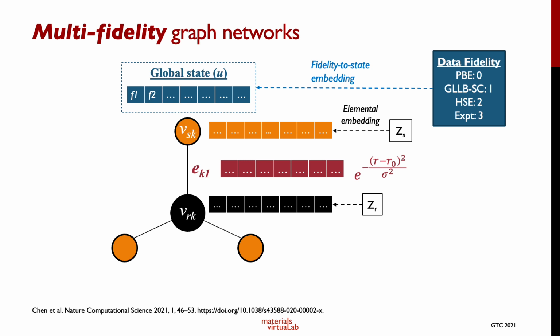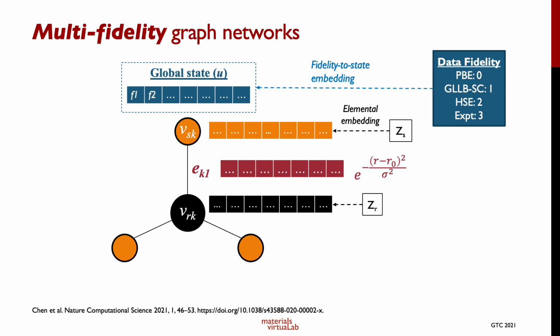data problem is through what is known as multi-fidelity graph networks. Now, if you recall, in our graph network representation of a material, there is this global state which we actually use to incorporate properties of the material as a whole, which do not depend on the atoms or the bonds.